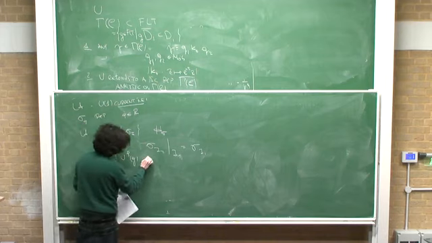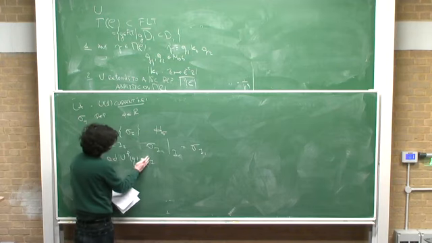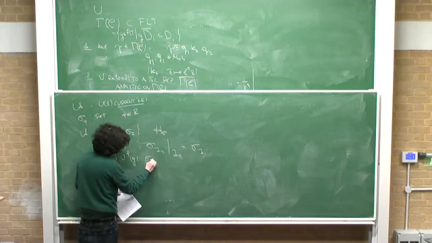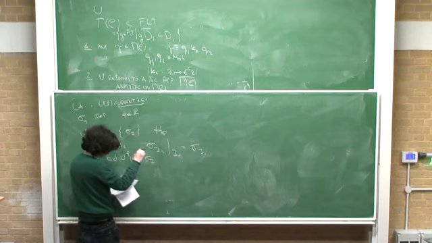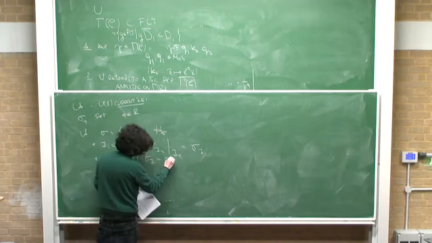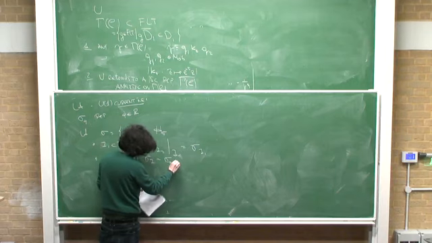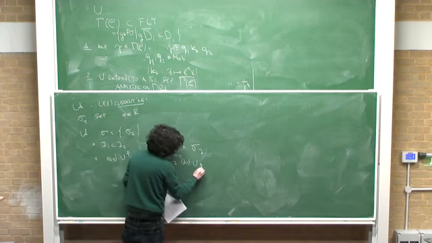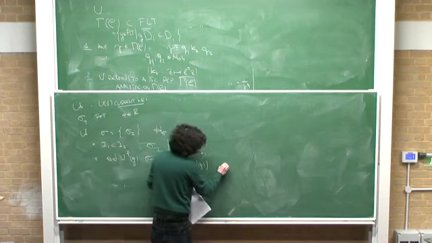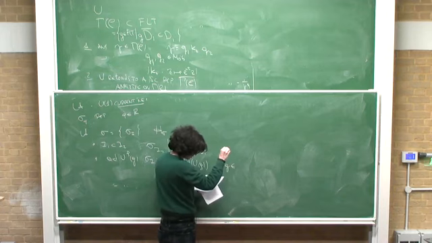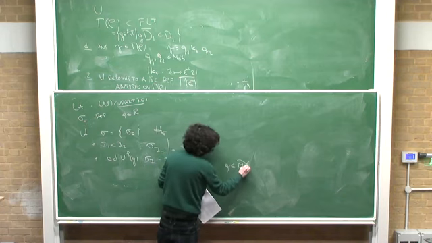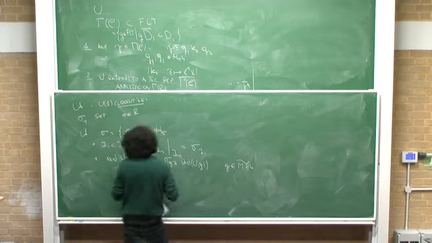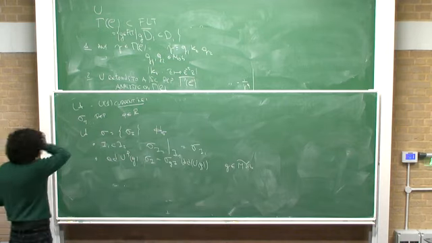Covariance means that acting on rho of sigma of I has to be sigma of gI times u of g for any g in, for instance, the universal covering. So these are very natural requirements for representations.